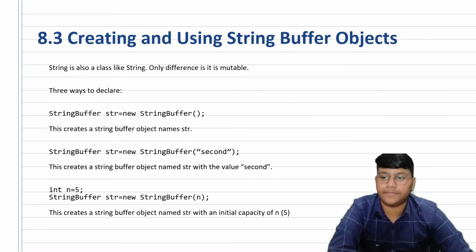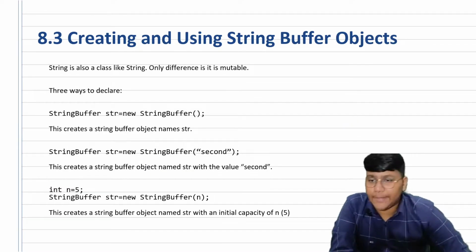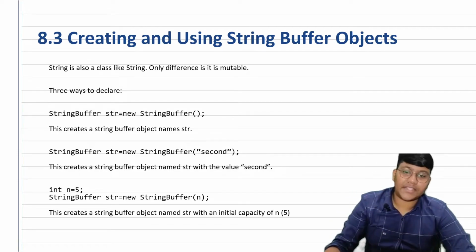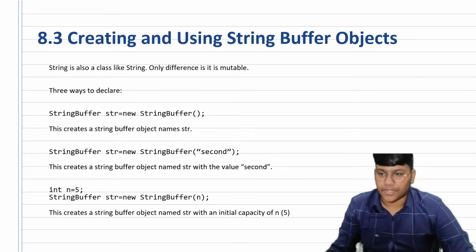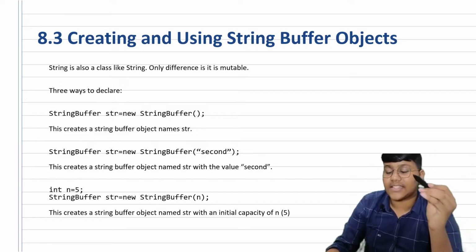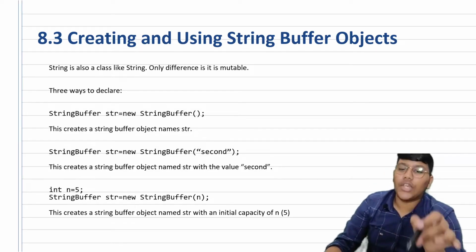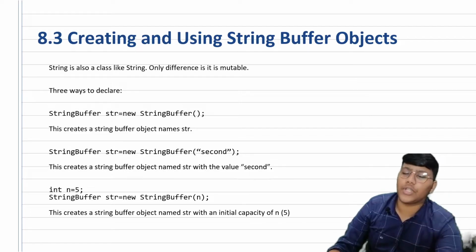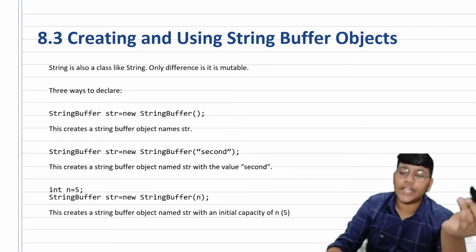Then comes our next topic, 8.3, creating and using string buffer objects. Now what is string buffer? String buffer is also a class, like string. The only difference is that it is mutable. Now what is mutable? Mutable is the ability to be changed.